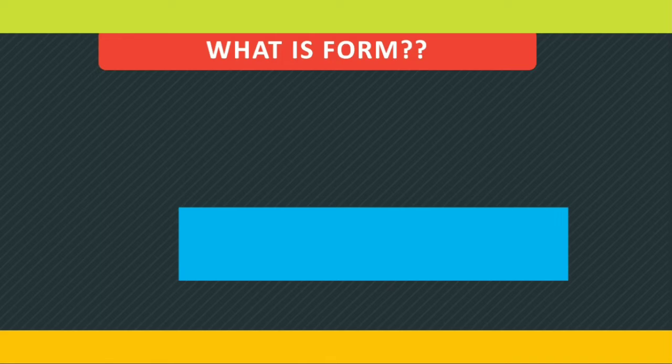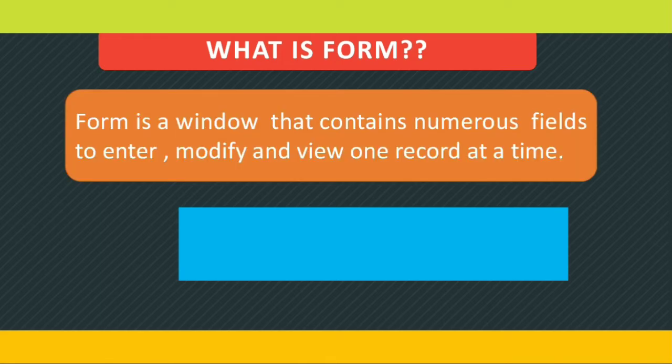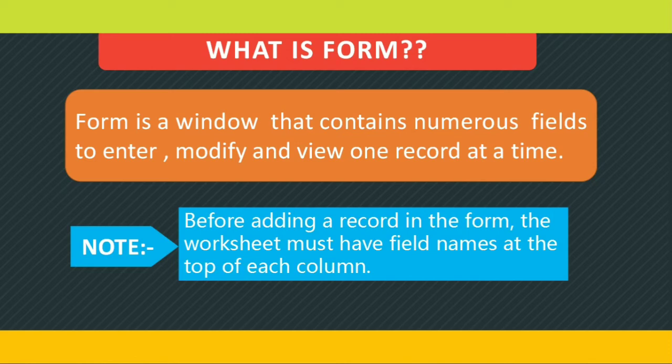So we can define a data form as a window that contains numerous fields to enter, modify and view one record at a time. Now there is a note related to it for you all. Students, before adding a record in the form, the worksheet must have field names at the top of each column. MS Access uses these field names as labels to ease the process of entering records in a form. Students, make sure that there are no blank lines in the range of data. Now students, we will learn how to add the form button.